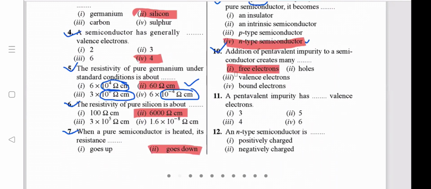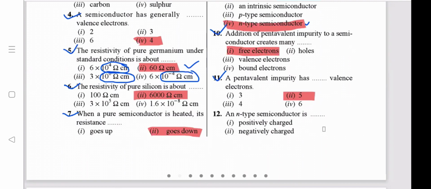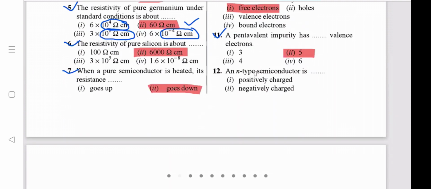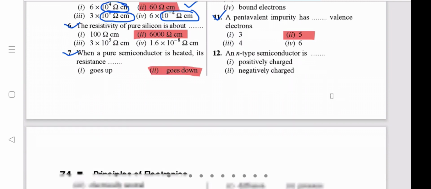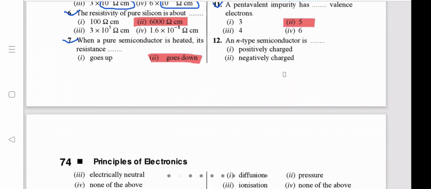The pentavalent impurity has 5 valence electrons, as we know. In an N-type semiconductor, or any semiconductor, the number of electrons and protons inside is the same. We cannot take them out of the complete semiconductor. As I told, through force we may move them from one part to another, but ultimately the number of electrons and protons remains the same.